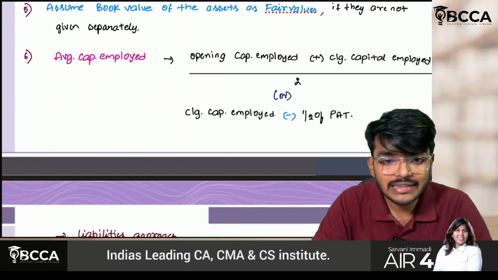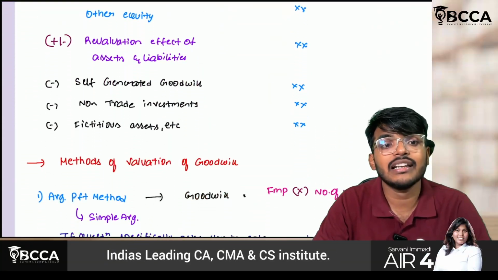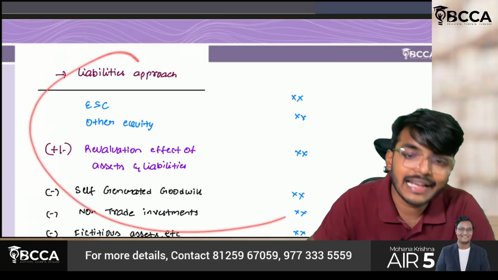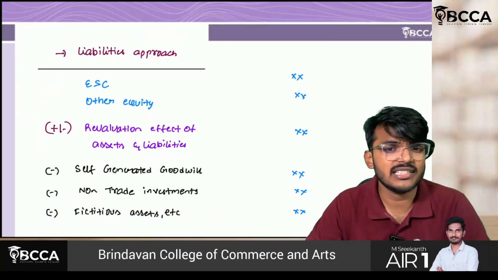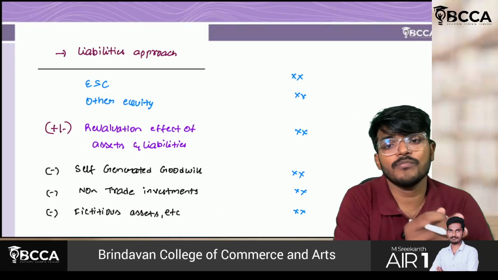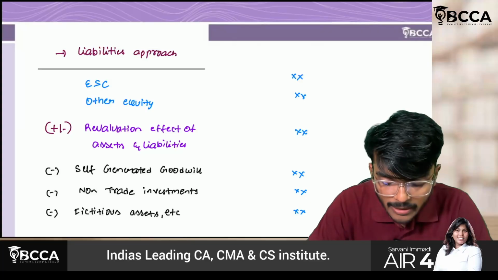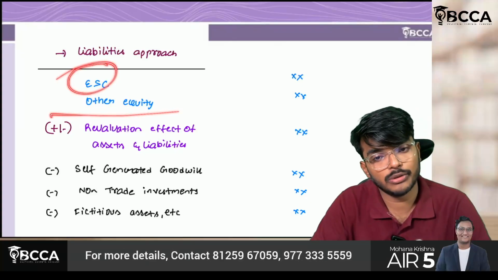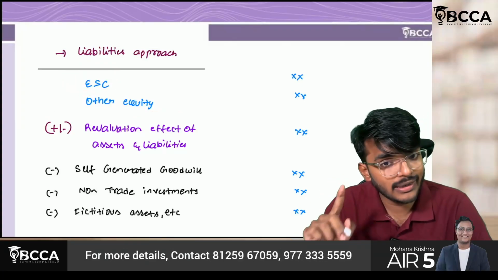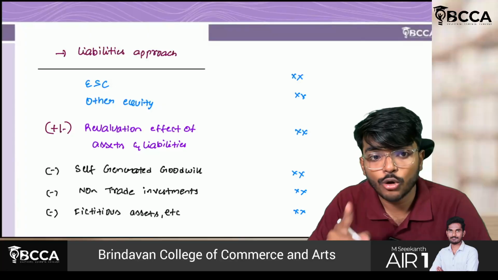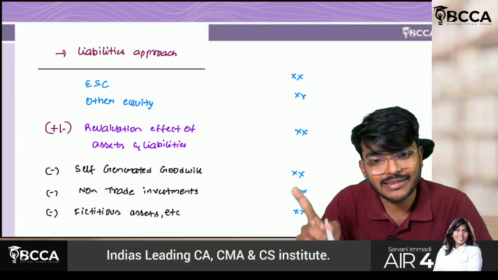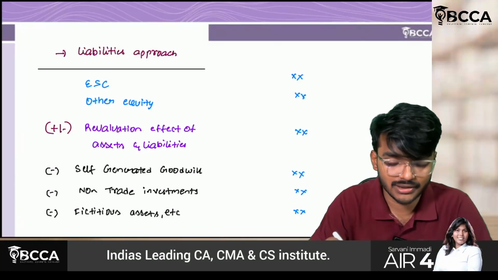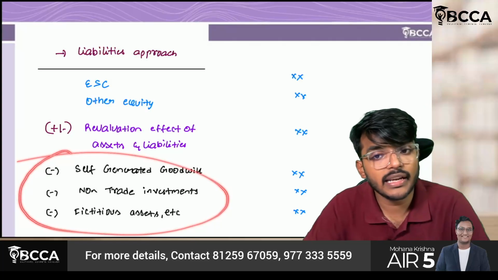Please give me a heads up if you have revised it till here, and we have also covered the liabilities approach as well. It is very simple. Just take share capital, reserves and surplus, that is, equity share capital and other equity. You just have to make only one set of adjustments: deduct goodwill, deduct non-trade investments, deduct fictitious assets. These three assets should be deducted.